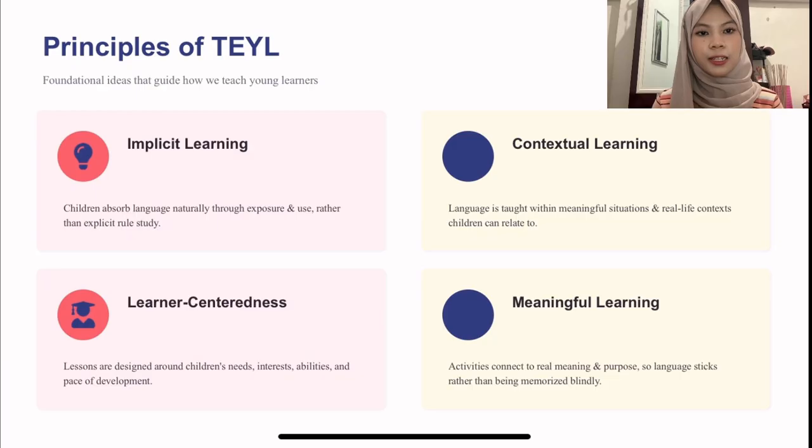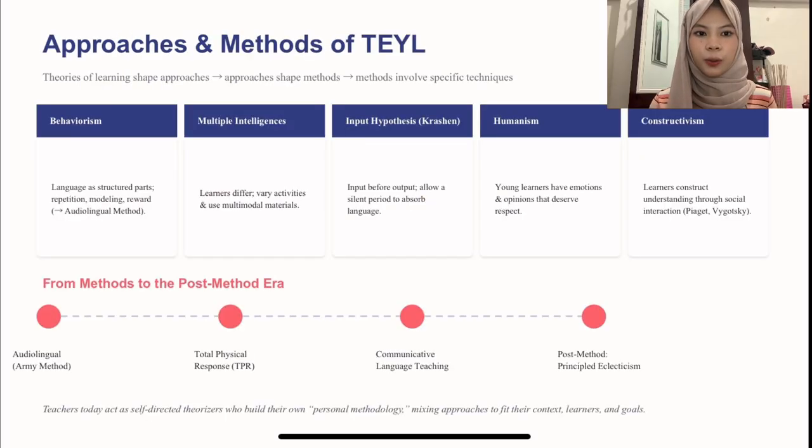And the third is learner-centeredness. Lessons should be designed around children's needs, interests, abilities, and pace of development. And the fourth is meaningful learning. Activities should connect to real meaning and purpose, so a language sticks rather than being memorized blindly. Okay, now let's move on to approaches and methods.